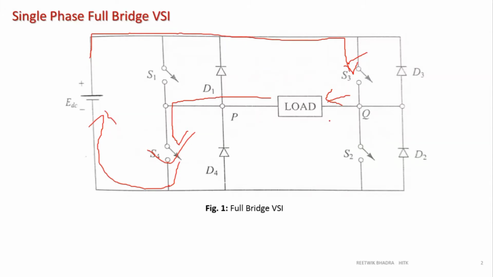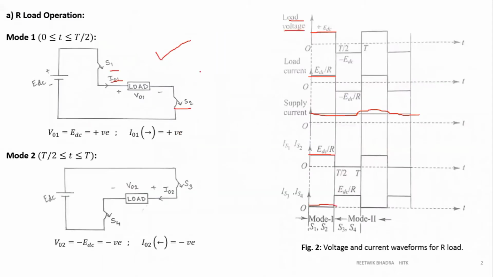Now the current direction changes, so current becomes negative. As current is entering in this direction, the positive voltage will be this side. This will be plus, this will be minus. So voltage polarity has also changed, so obviously my voltage will also come out to be negative. Now if you look into the main diagram, what I have explained using our main circuit looks the same. It starts from EDC plus, goes through S3, through this load, through S4, back to EDC minus.